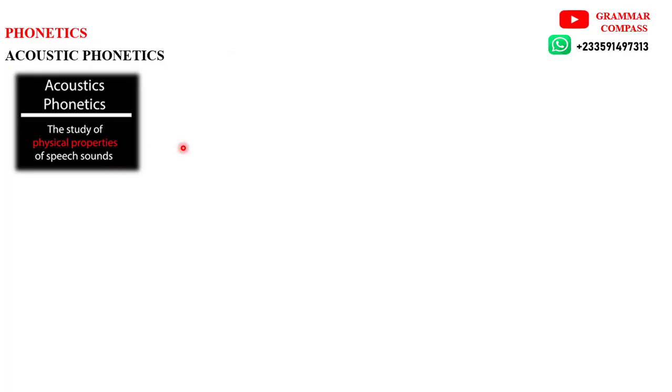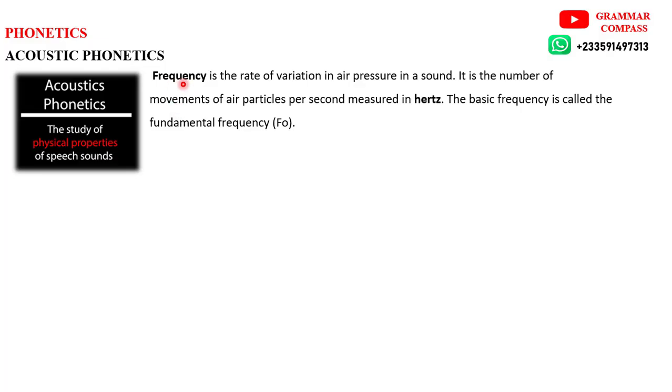To make this easier, let us break it down into 5 key terms. One is what is called frequency. So this is the rate of variation in air pressure in a sound. What we mean here is that frequency refers to how fast the air is vibrating when a sound is made. Think of frequency as the speed of sound waves, and frequency is measured in hertz.